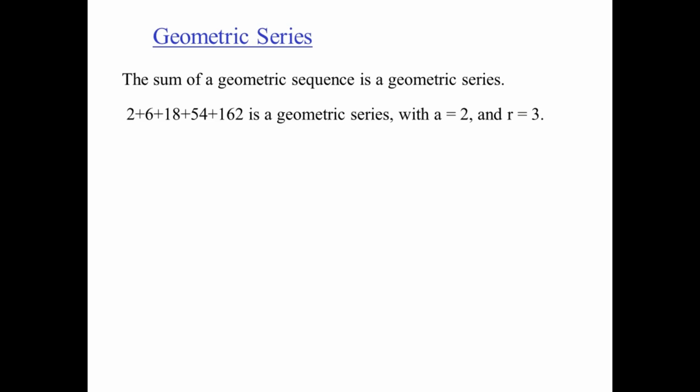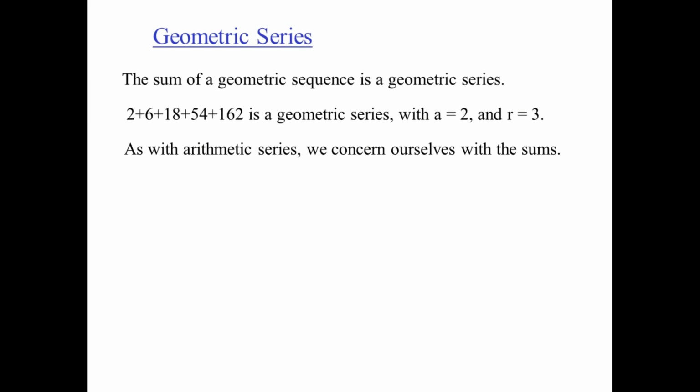So let's begin with geometric series. The sum of a geometric sequence is a geometric series. That's what series means. It's the sum. It's the result of adding up terms. 2 plus 6 plus 18 plus 54 plus 162 is a geometric series where a is 2, the first term, and r is 3, the result of dividing backwards. 6 divided by 2, for example, is 3.